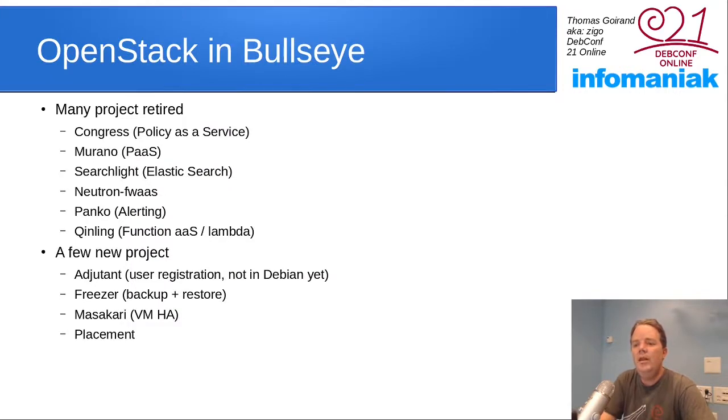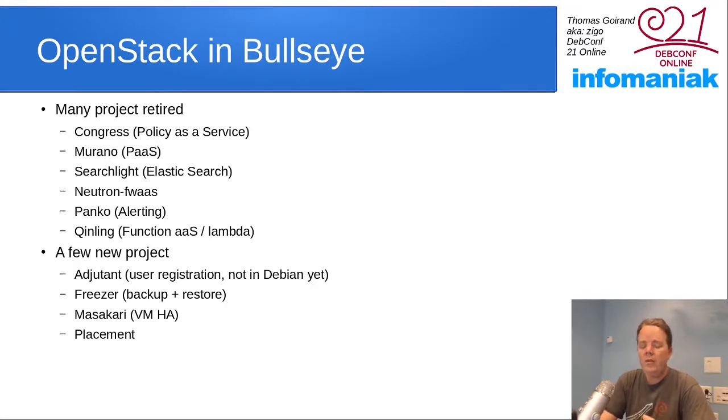What's new about OpenStack in Bullseye? First of all, a few projects have retired. Some are available in Debian, some have never been in Debian at all. That's the case, for example, for Searchlight, which was deprecated a few months ago. Murano, there is currently talk about deprecating it. Neutron Firewall as a Service has stopped its development because the security groups provide in and out firewall. Panko is set to stop development as well. Qinling, which is the equivalent of what you find as Lambda in AWS, has stopped a year ago.